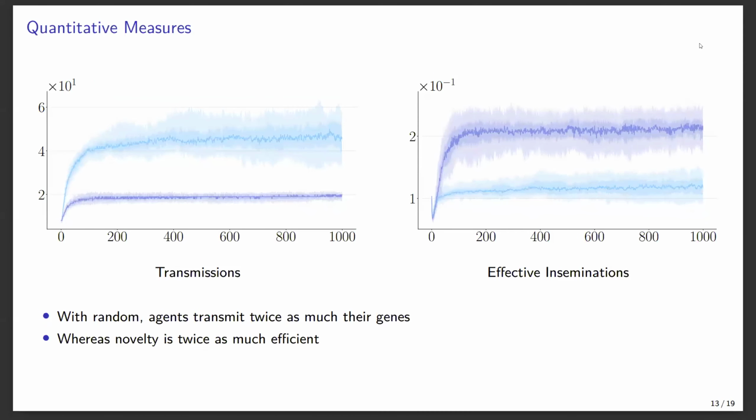If we look at the mating, how many mating encounters, how many transfers, how many inseminations happened, we can see that the random instance has twice as much genome transfer as the novelty. However, since they live in clusters, they transfer regularly to the same agents. If you look at the other curve on the left, we see that the novelty agents are twice as efficient because they inseminate different agents. They're more efficient at spreading.